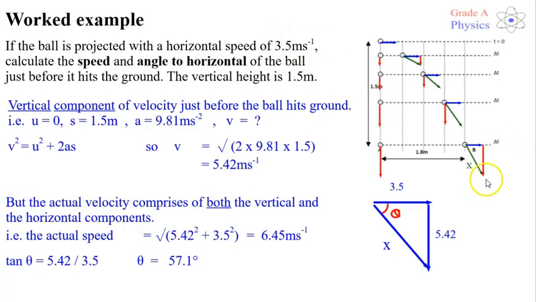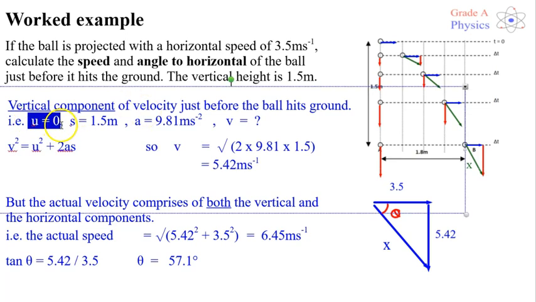I also need the vertical component. Well, I can calculate that because that's going to be the same as if we had just dropped it vertically. Big conceptual point here: even though we have a two-dimensional parabolic trajectory, I can calculate the vertical component, this red arrow here, just before impact, just with 1D kinematics. So u is 0, that's really important. Very often students think u is 3.5. Well, vertically, u is 0, as you can see here.